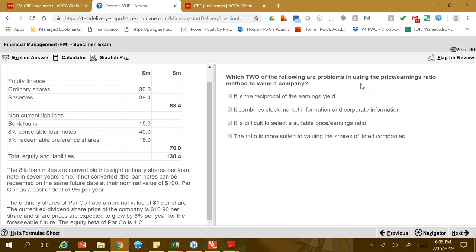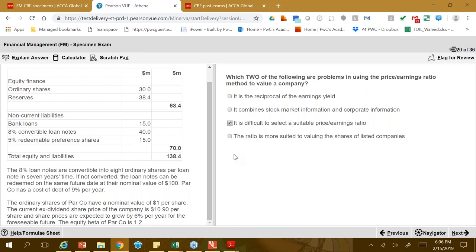It's just a fact that yes, the PE ratio is the reciprocal of the earnings yield. It combines stock market information and corporate information. Well, yes, we get the stock market information from the share price, corporate information from the business's profits. So that's a fact as well. It is difficult to select a suitable PE ratio. Yes, because as I said earlier, you can use the industry's PE ratio. You can also use the business's PE ratio. And then the question is which one to use? Well, in the exam, we won't have that problem because only one would be given. But in reality, it may be difficult to decide which PE ratio you're going to use.